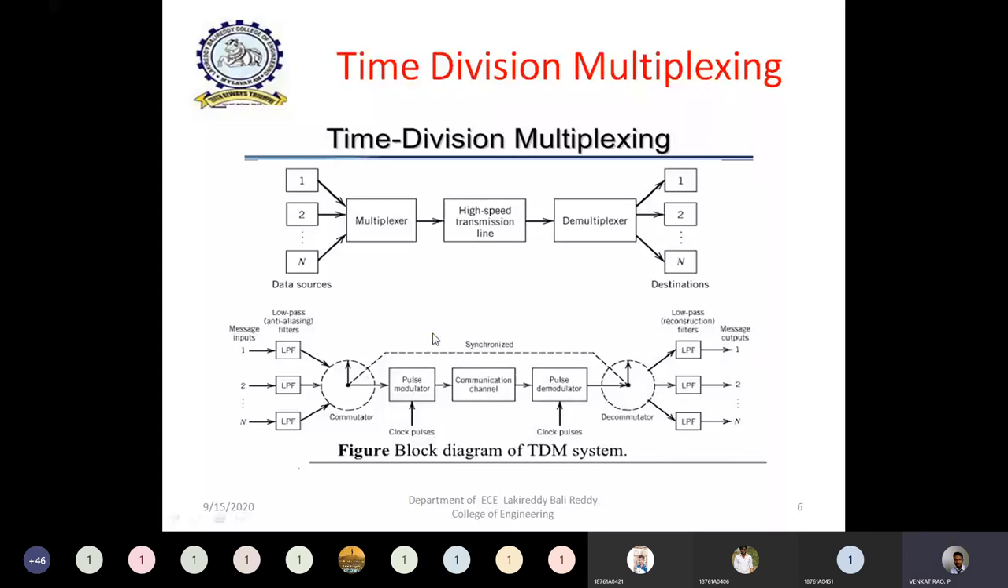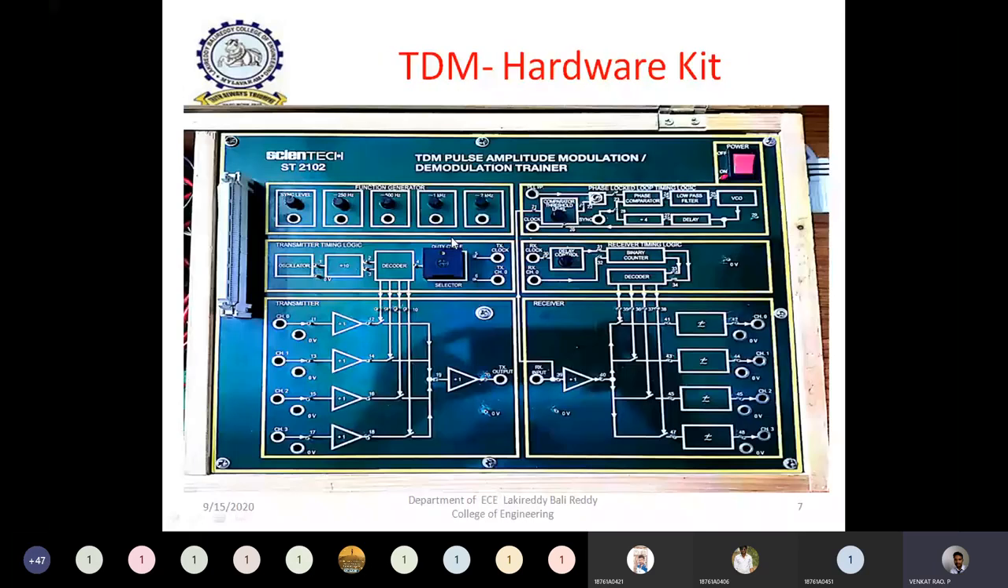Now we are going to see the hardware kit for time division multiplexing which is provided in our laboratory, and how to analyze time division multiplexing by observing that kit, how to give the inputs, and how to observe the multiplexed signal. Now let us see. All of you carefully observe this hardware kit diagram. This is the diagram which indicates the time division multiplexing.